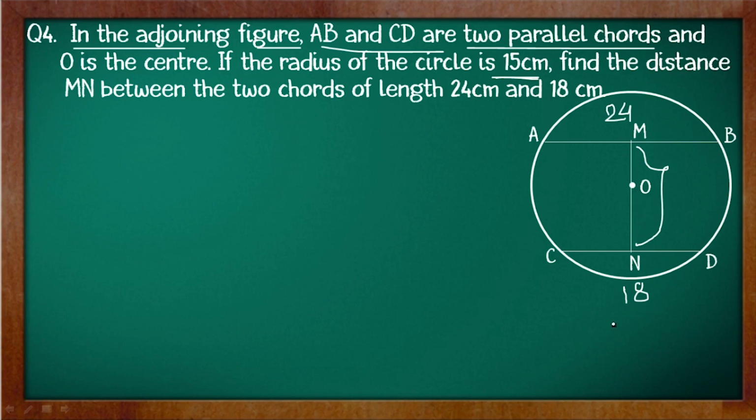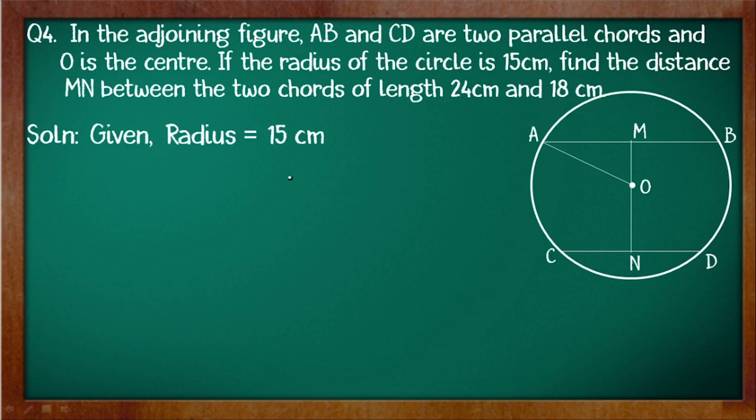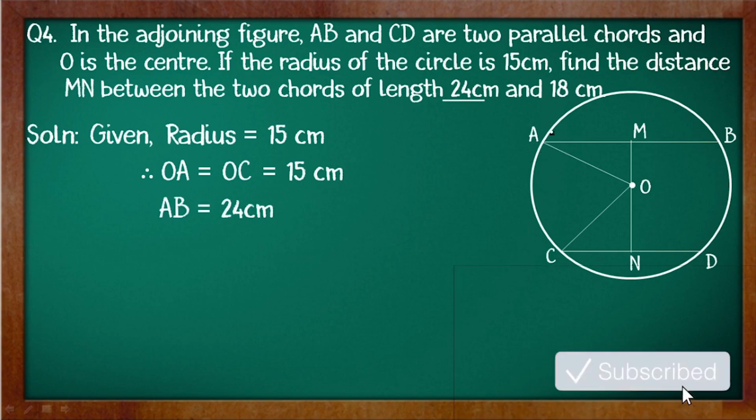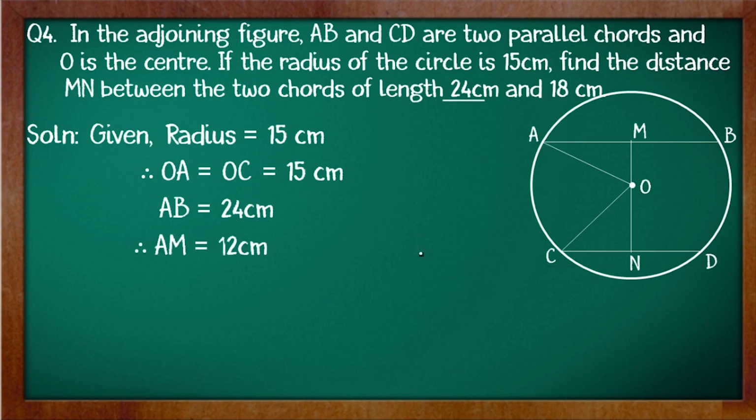Okay, so first the thing that we know is the radius of the circle is 15 centimeters. So let's write that. So solution, given the radius is equal to 15 centimeter. So we'll join O and A. So this will give us the radius, and joining O and C we'll also get the radius. So both OA and OC are of length 15 centimeter. They are the radius of the same circle. So now we have a right angle triangle here and a right angle triangle here. So what is AB? AB is given as 24 centimeter, and what will be AM? AM will be half of AB, that will give us 12 centimeter. Again, what is CD? CD is given as 18 centimeter, and what is CN? It will be 9 centimeter.